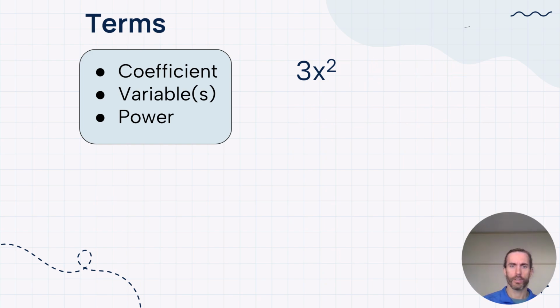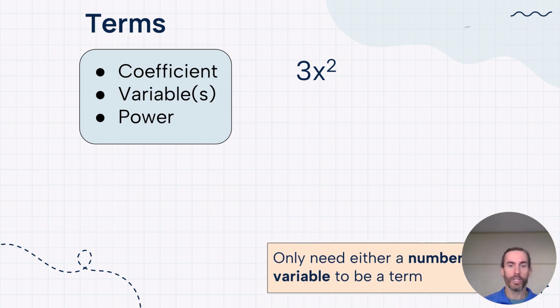Let's look at some other examples. So we don't need all these three components to be a term. We only need either a number or a variable to be in the term. So if we look at this one here, we've got our coefficient. We've got two variables in this case, but we've got no power. And this is the same as 7 times x times y. So we don't need a power, that's still a term.